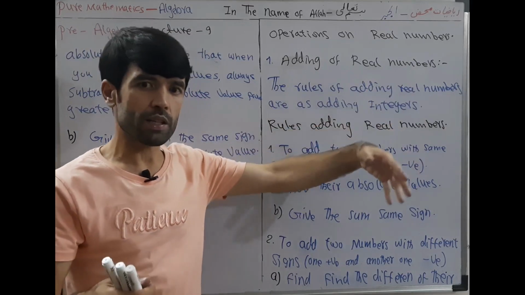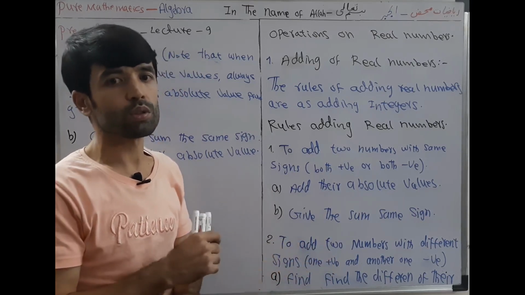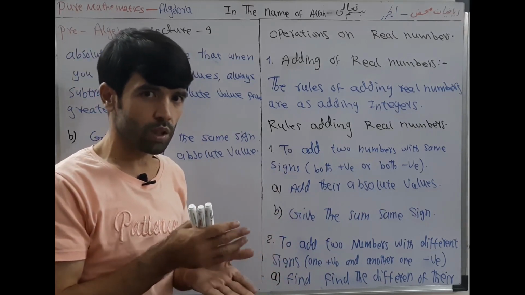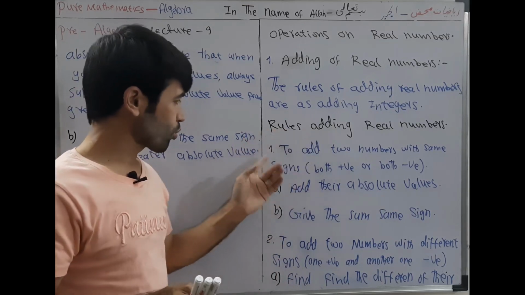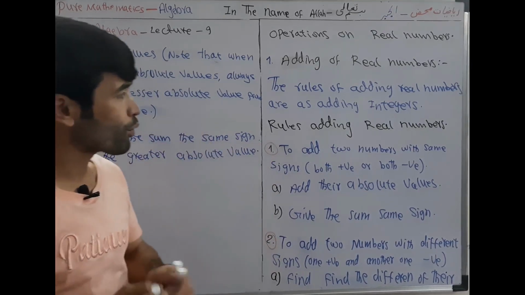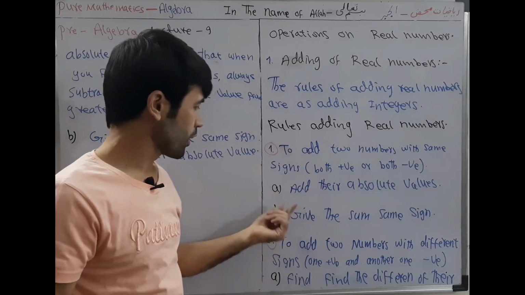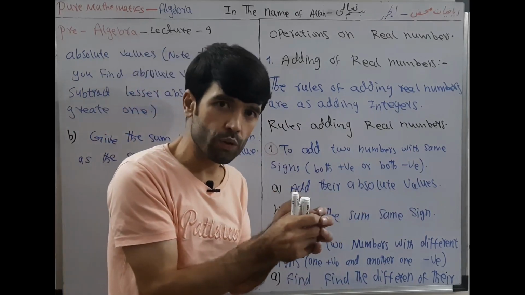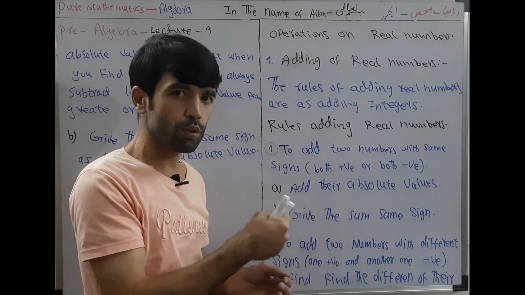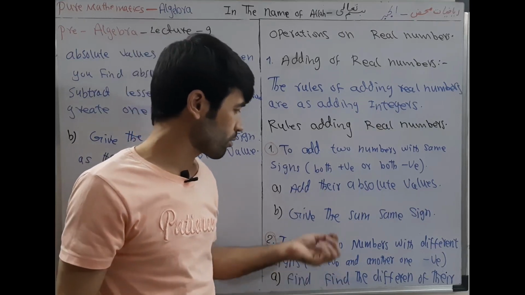Adding of real numbers is very simple, like adding of integers. But the most important thing which you should consider is their sign. If those two numbers which we want to add have the same sign, both positive or both negative, we add their absolute values and put the same sign before the sum. If they are positive, we write positive. If they are negative, we write negative.